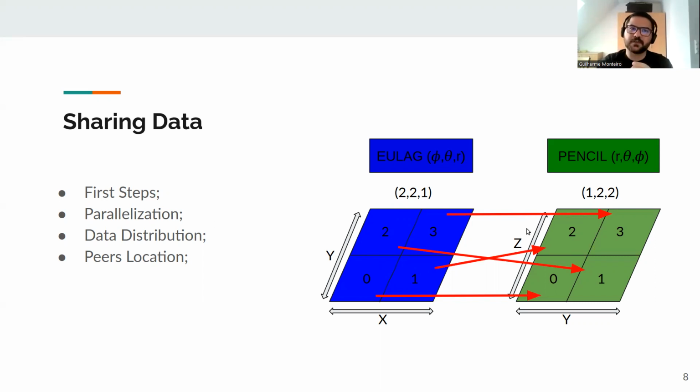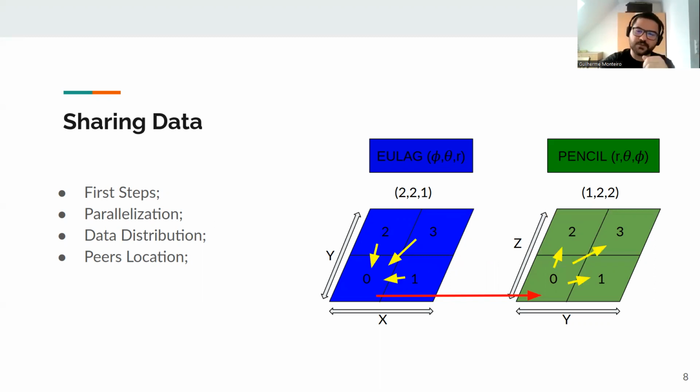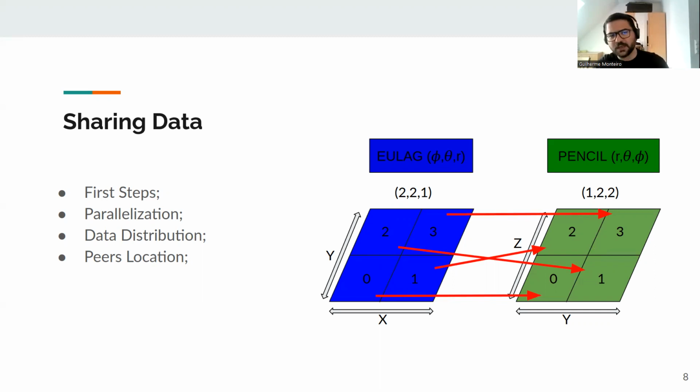So instead of four movements like this, basically we have to send from root to, no, actually three. Root of OILAG to root of Pencil, and root to everyone else. Here we're doing only one, basically. And this is one of the most important parts of what we have done.